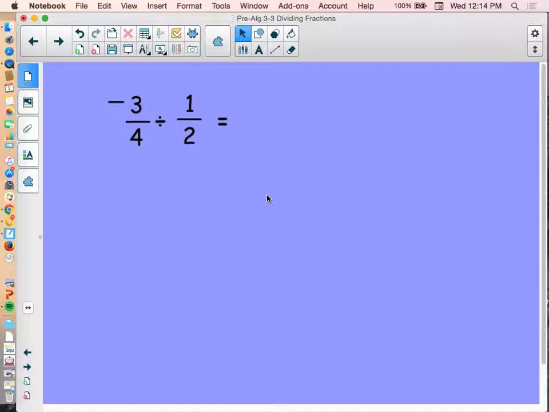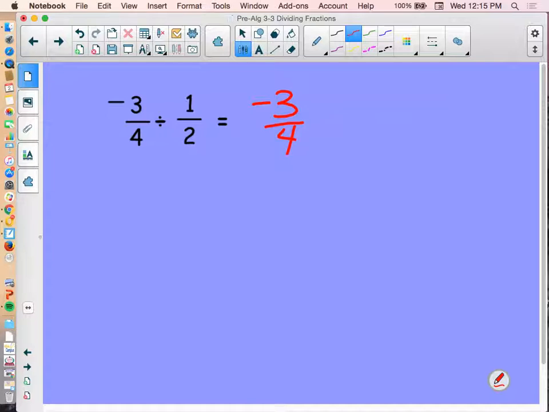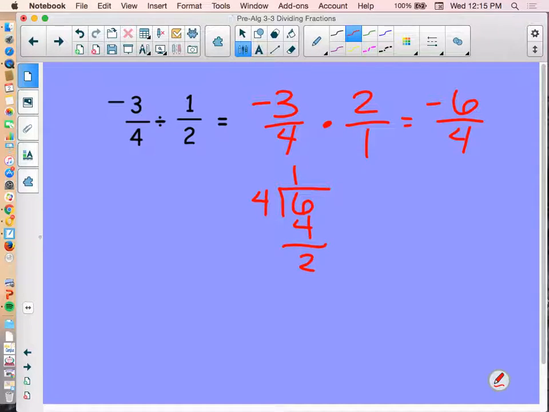All right, your turn. -3/4 divided by 1/2. For this, keep the first fraction, flip the second fraction, and change it to multiply. This is -6/4. When we divide, 6 divided by 4, 4 goes in 1 time with 2 left over. 2/4 gets written as your final fraction. Don't forget the sign, but we can simplify that to -1 and 1/2.